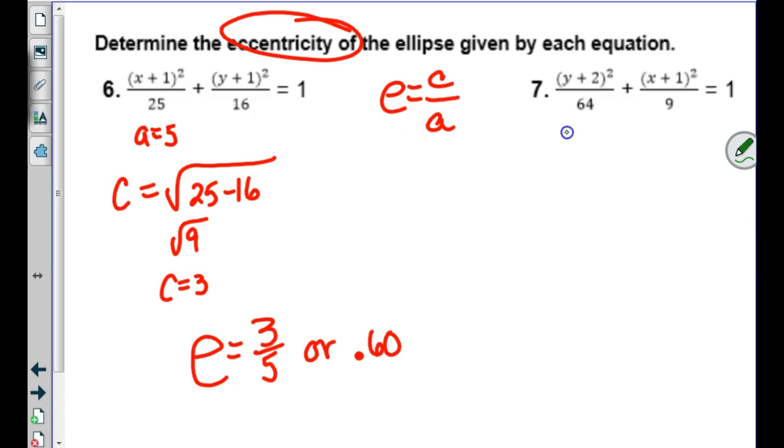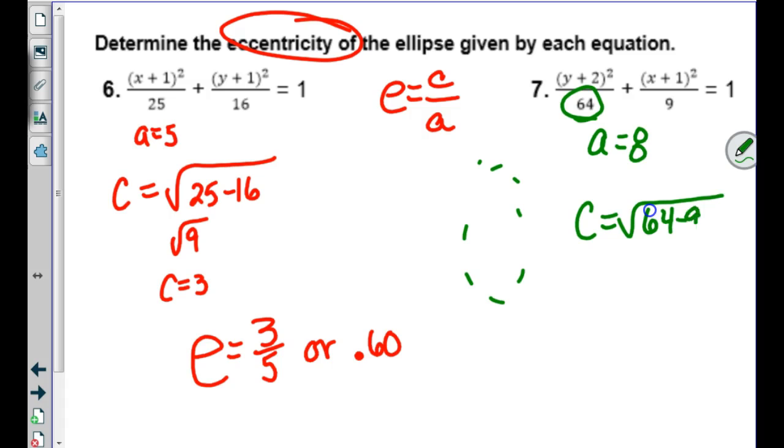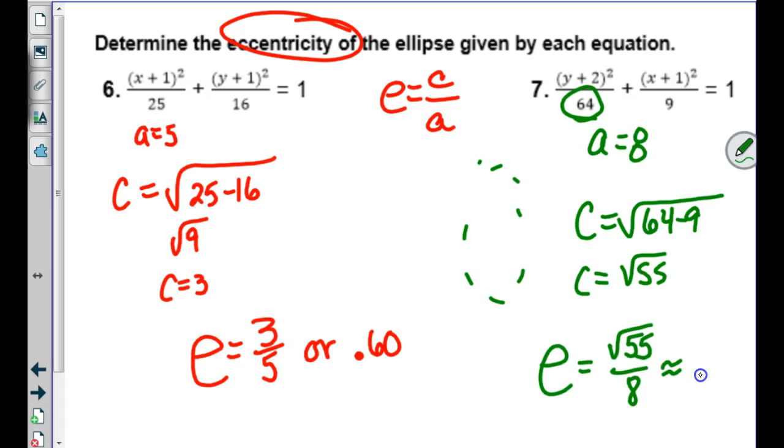All right, what about this guy? Which way does this one go, by the way? Up and down. Yeah, this is longer in the Y direction because it's underneath here. So it's going up and down this way, but we can figure out how rounded it is. Oh yeah, that's clearly an ellipse. A is 8. So C is the square root of 55. So E is C over A, or approximately 0.92. So it's actually very long and skinny this way, right?